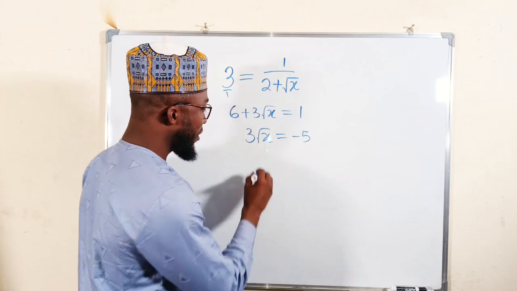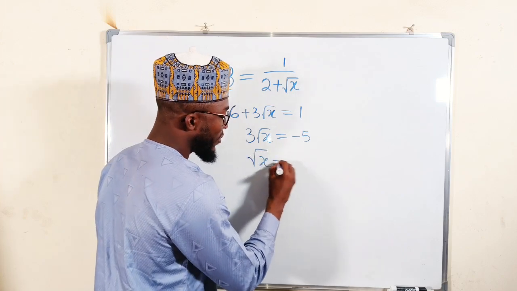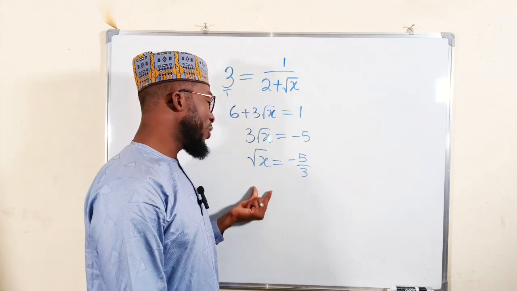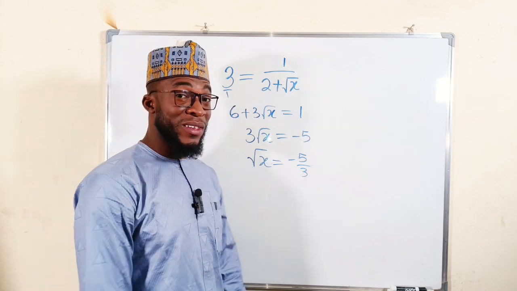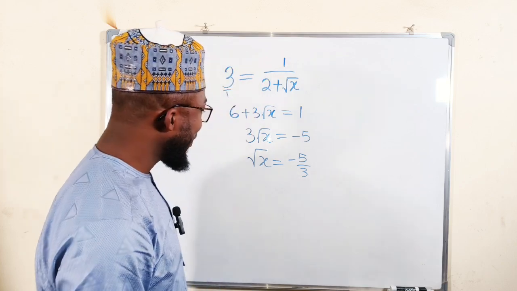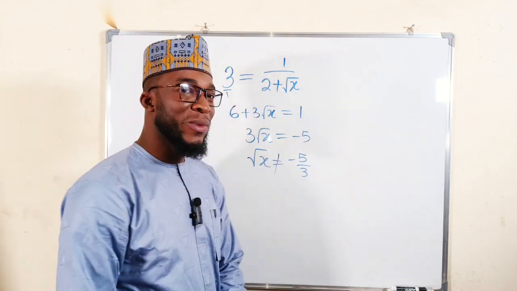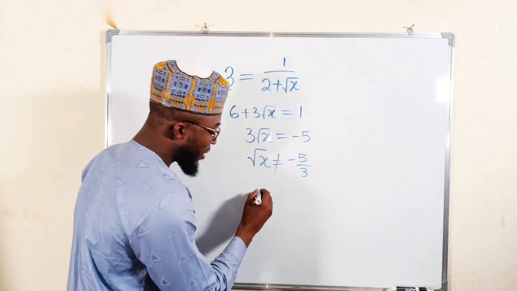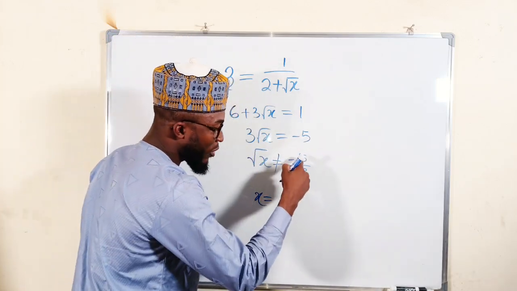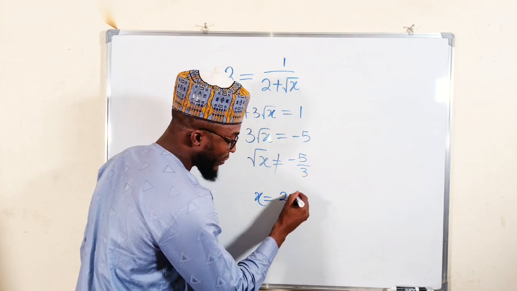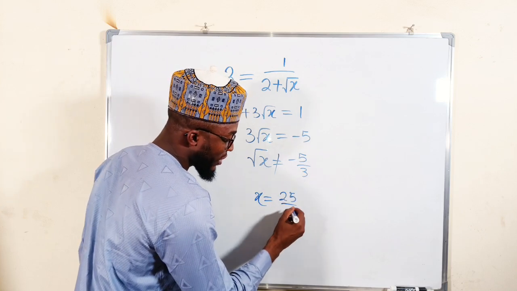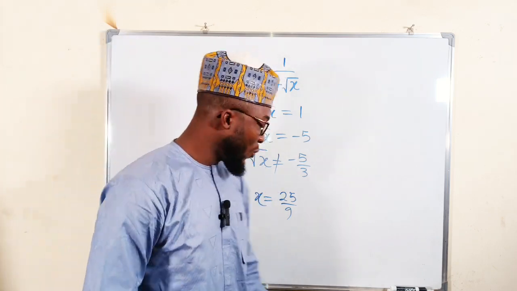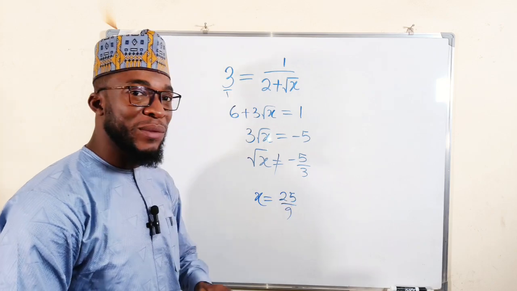Divide both sides by 3. Square root of x is equal to negative 5 divided by 3. What I told you, square root of a number cannot be negative in the set of real numbers, right? And hence, this is not true. Even if you decide to square both sides, we can do that. x will be what? Square of negative 5 is 25. Square of 3 is 9. Try to plug it back into the original equation to see whether x is really 25 divided by 9.